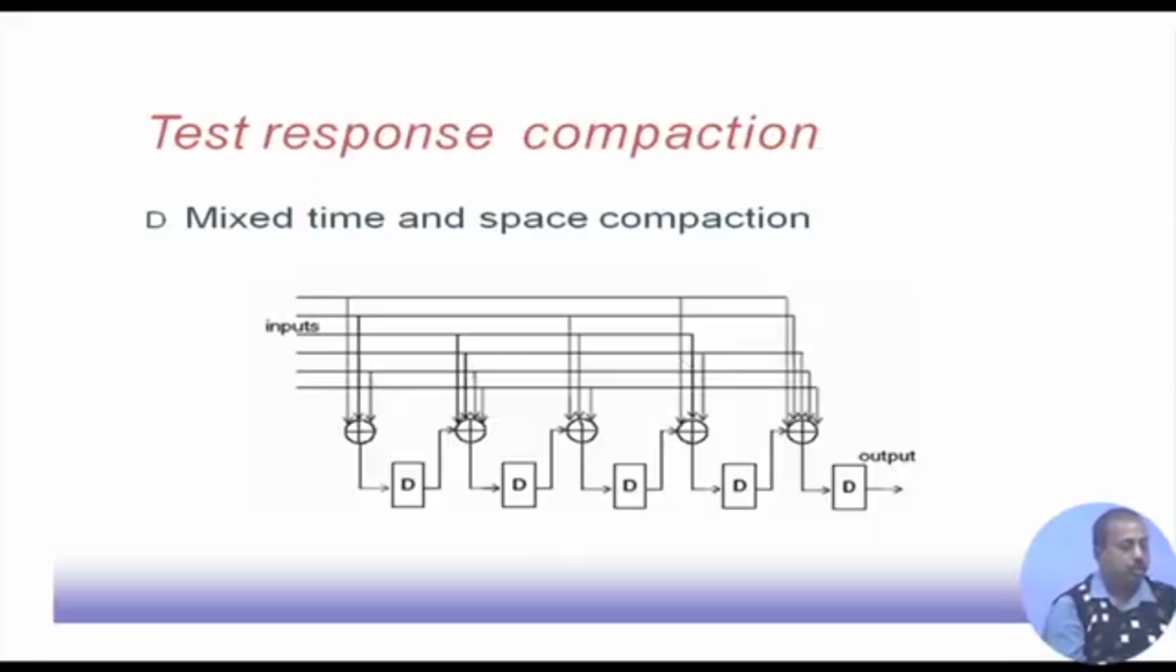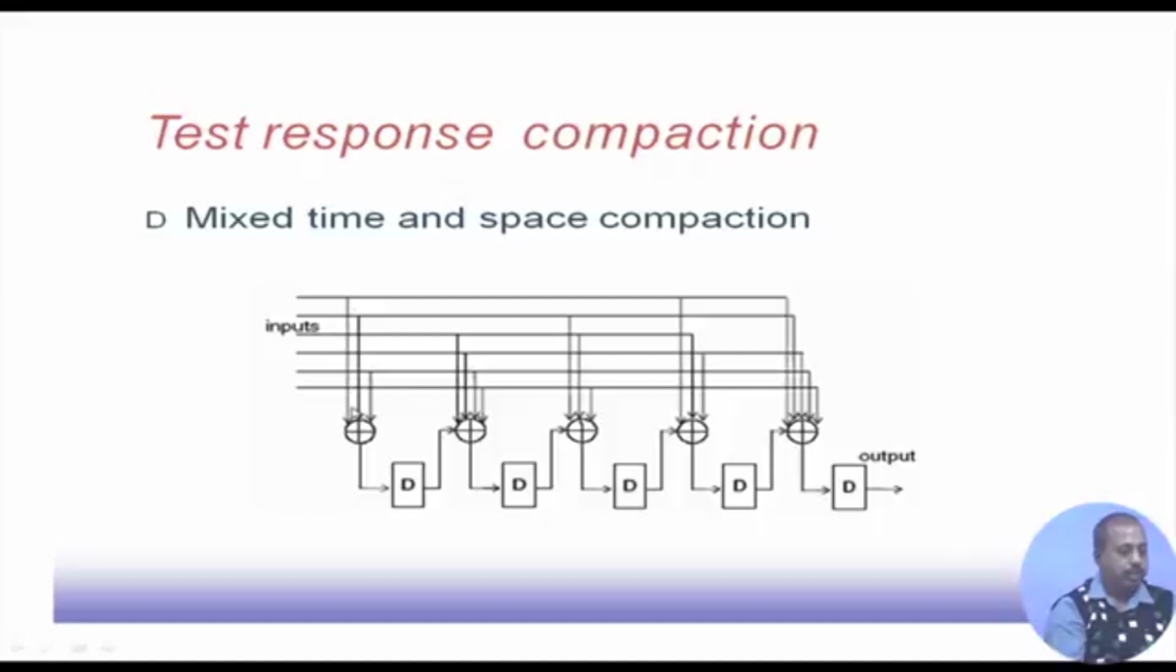So, we can also have a mixed time and space compaction mechanism. You see what has happened is that this circuit is coming from the scan chain side. It has 6 inputs, 6 scan chains coming in, and I have this XOR network. It is some sort of space cum time compactor.